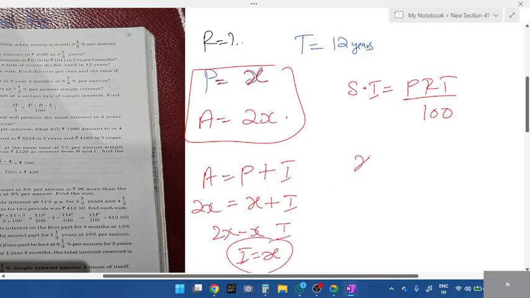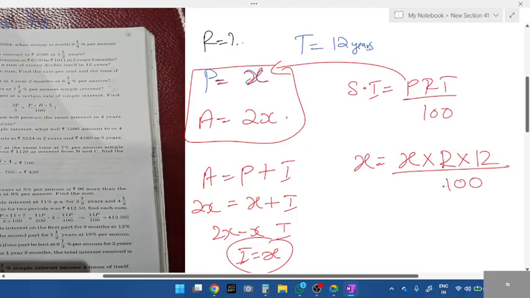So let me substitute. Interest is X, the principal is also X, into what is rate? R. And time? What is time? 12, divided by 100. If I want to find rate, what happens to this 100? Multiplied. Is equal to what happens to X and 12, students? What happens to X and 12? What are the other things which get cancelled?